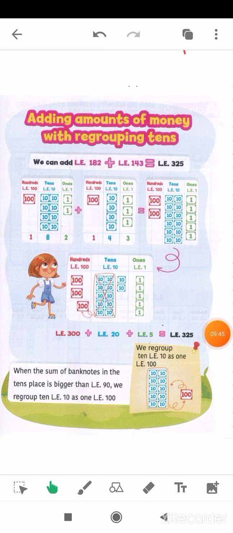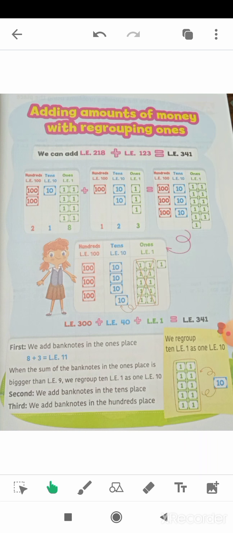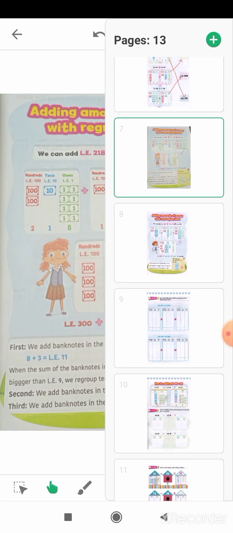But first, we have adding amounts of money with regrouping tens. Here we have 182 plus 143, and we will regroup the tens. The first step is adding ones. If we see 10 ones, we make a ten.